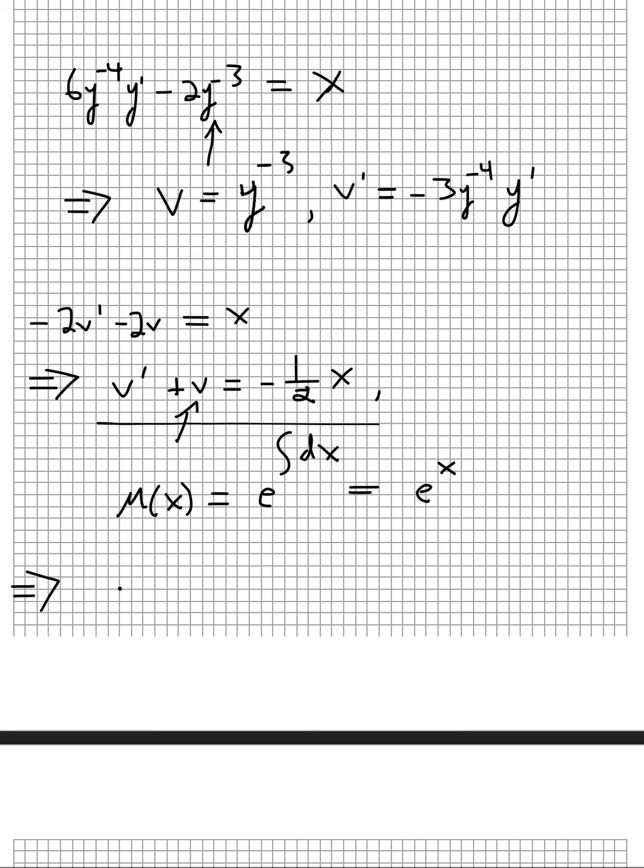So we have v of x is going to equal -1/2 times x minus 1, plus c times e to the minus x.